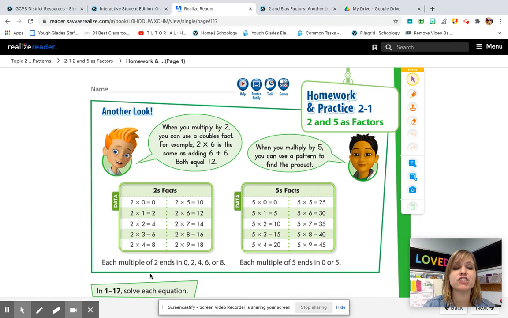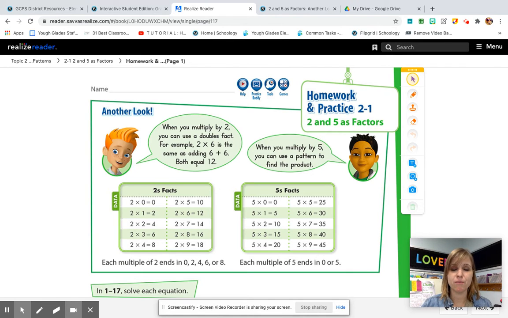We learned that each multiple of 2 ends in 0, 2, 4, 6, or 8, and each multiple of 5 ends in 0 or 5. These are patterns that help us identify and solve our multiplication facts. When you multiply by 2, you can use a doubles fact. For example, 2 times 6. Any 2's fact, we just double the other number. So 2 times 6 is the same as adding 6 plus 6, and that will be 12.